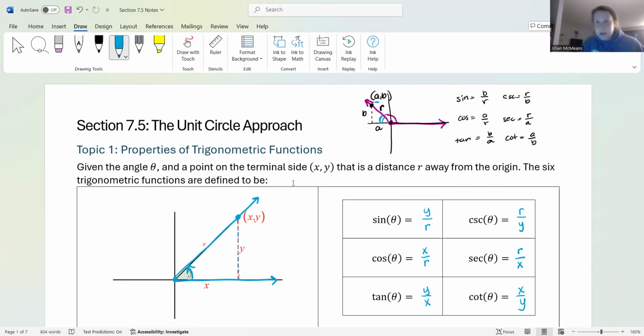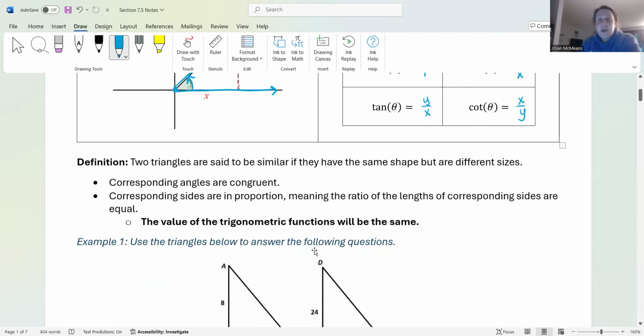Okay, so it's exactly what we did at the beginning of 7.4. We're just going to go ahead and acknowledge that the point on the terminal side lives in the Cartesian plane. It's a regular old xy ordered pair. Okay? Now, let's talk about similar triangles.